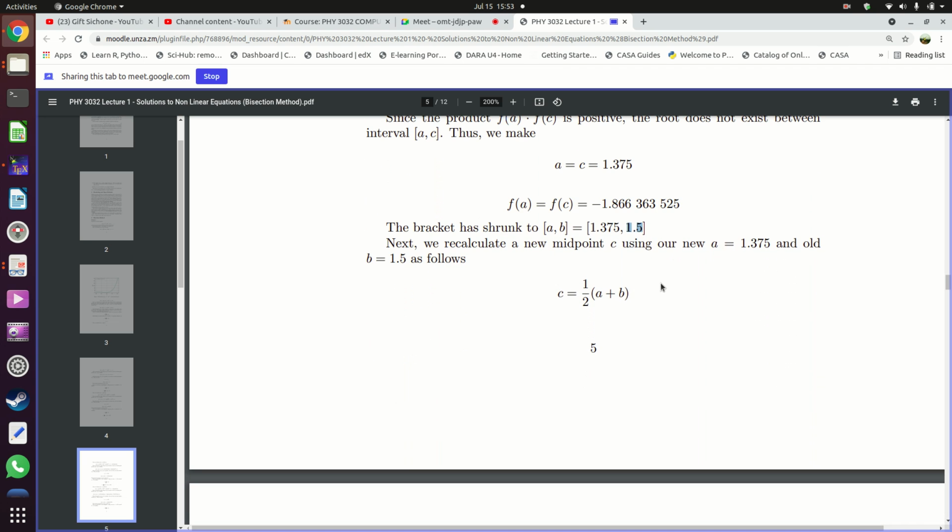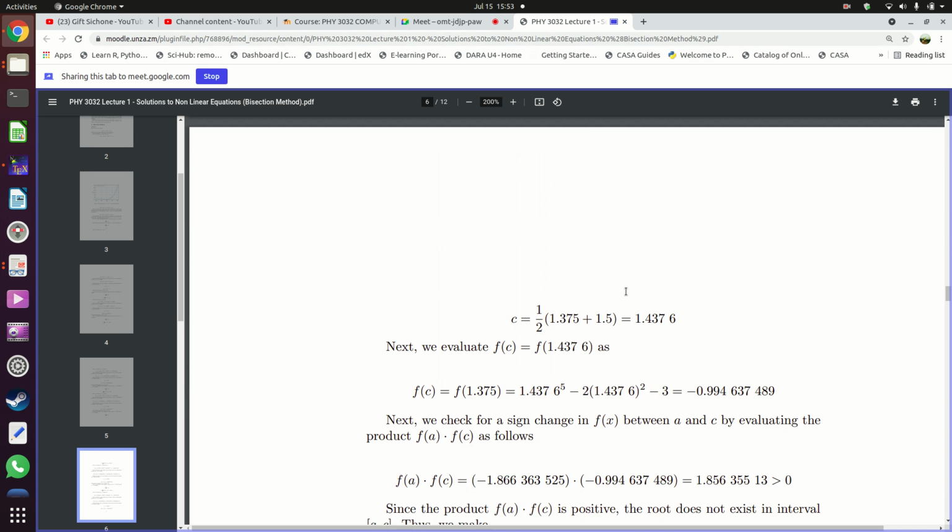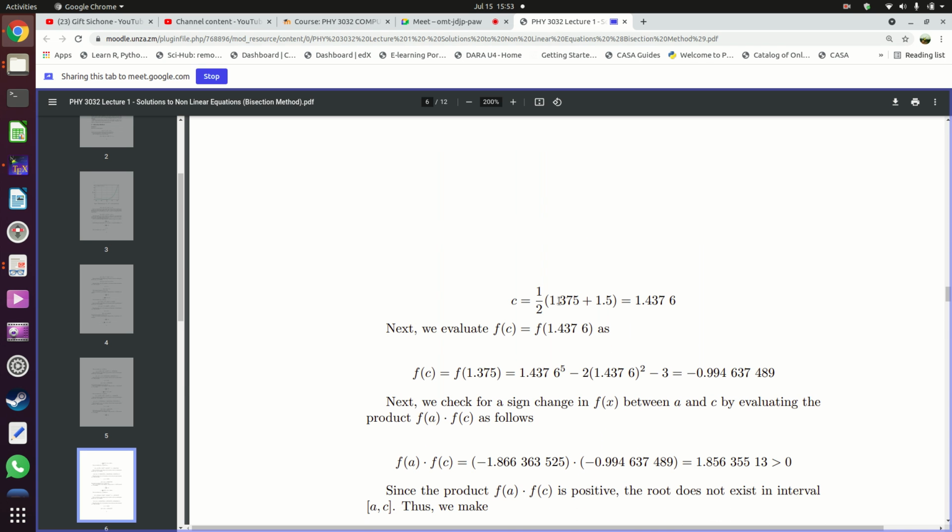Again, we work out a new midpoint based on this adjusted bracket. So our new midpoint, C, is going to be equal to, our A is now 1.375, our B is 1.5. So your C is going to be equal to half A plus B. Then you work out C equals half 1.375 plus 1.5, and you end up with 1.4376. This is your new midpoint.